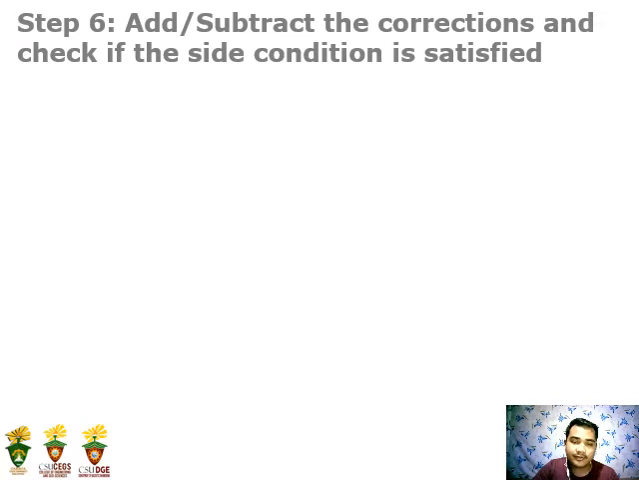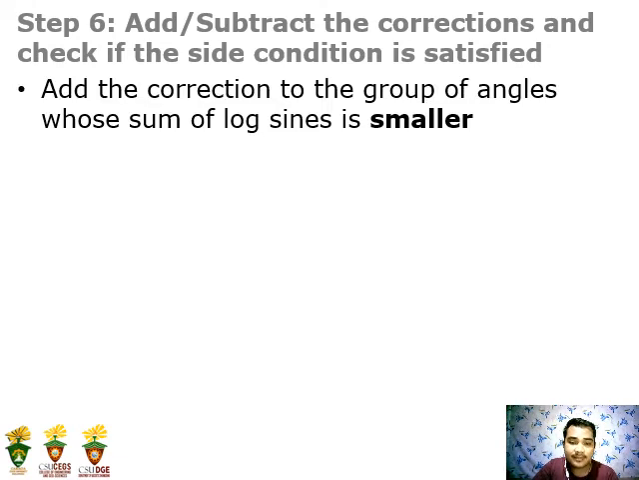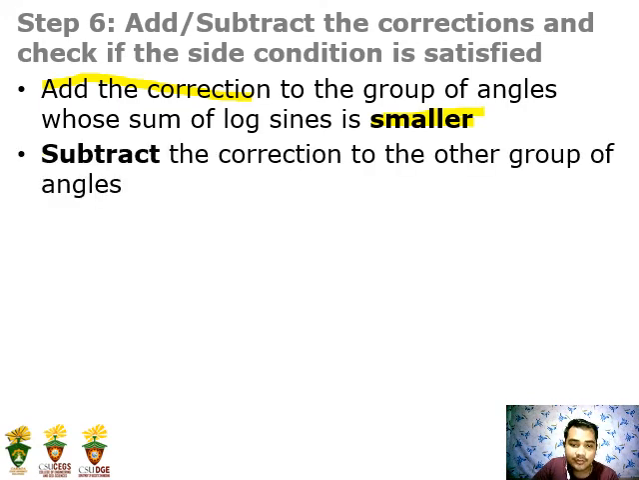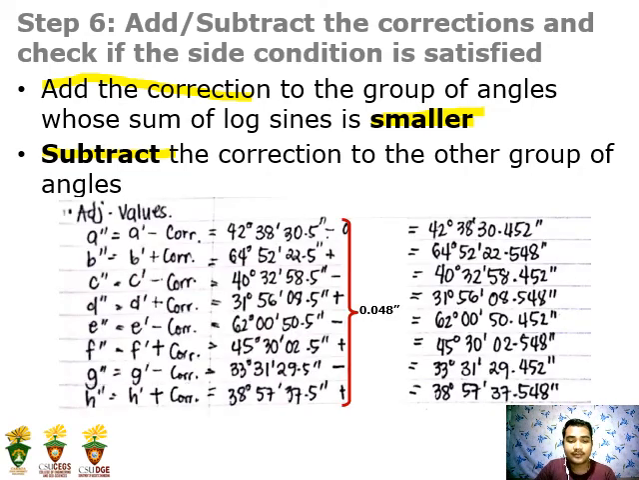Alright, for the last step of the side condition, we add and subtract the corrections and check if the side condition is really satisfied. In this step, you're going to add the correction to the group of angles whose sum of log signs is smaller, and we're going to subtract it from the other group of angles, the one whose sum of log signs is bigger.